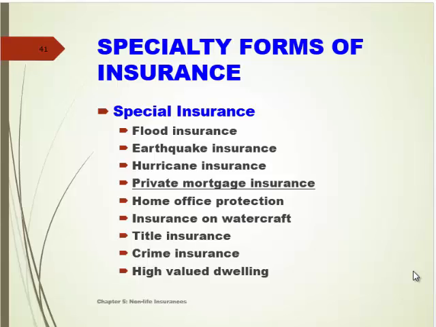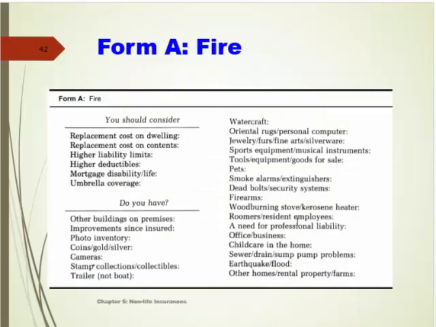The challenge is it's not your insurance; it's insurance for the bank. So I'm not really sure why that's in there, but these are all different types of specialty forms that reside within things that you can buy. I mean, insurance on watercraft. If you have car insurance, do you have insurance on a boat? Obviously, you should. You need to buy that kind of insurance if you have a boat.